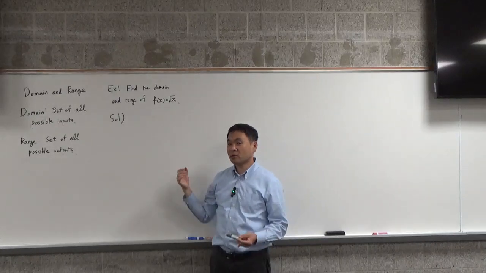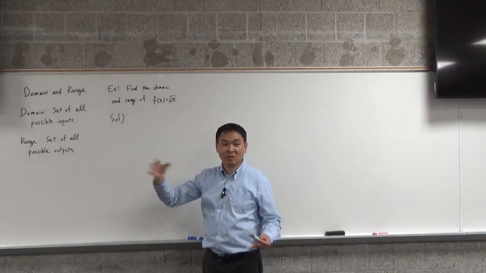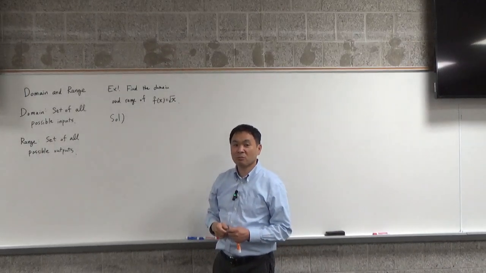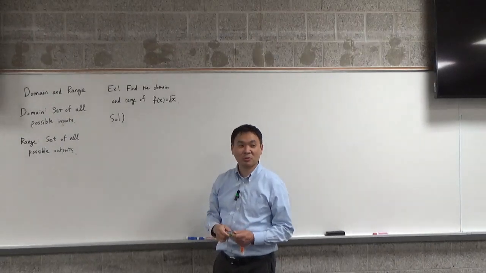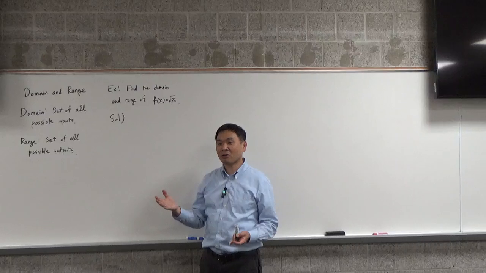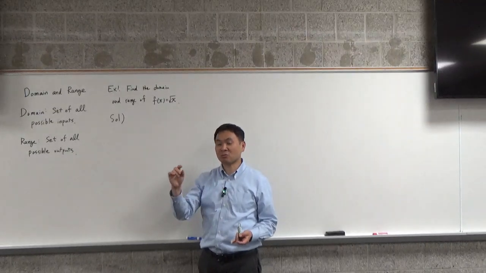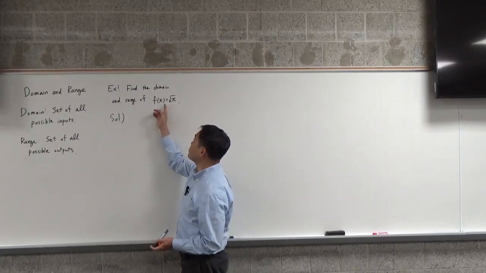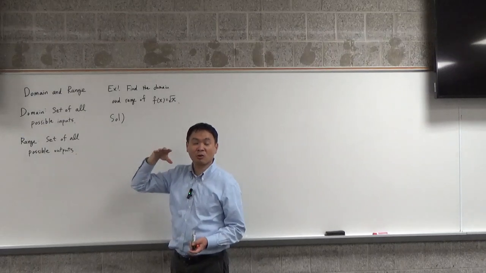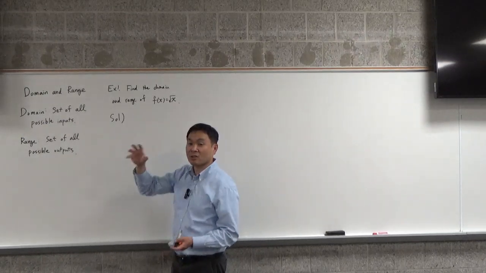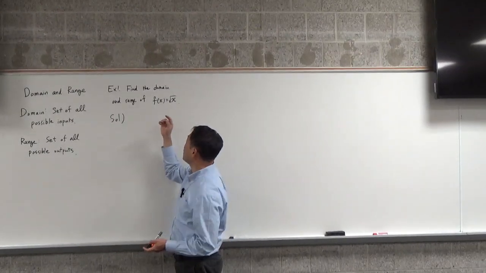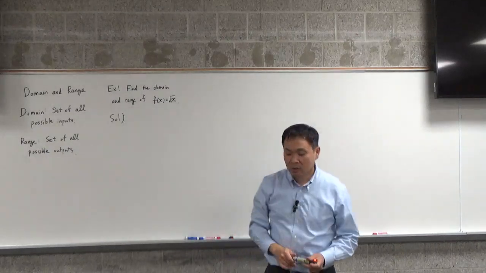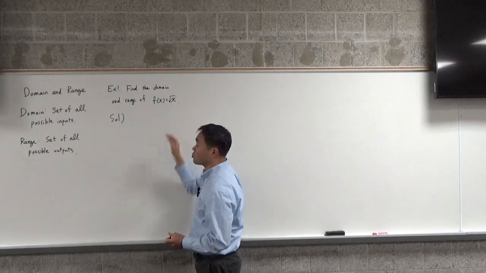A function is like a machine where you put in something and it gives you something back, right? And some machines can't process certain inputs. Think about a copier which cannot accept papers that are too thick. You can think of something like that, right? So a function only takes in certain inputs, and the collection of all possible inputs is your domain. Okay. So let's think about the domain of square root of x.